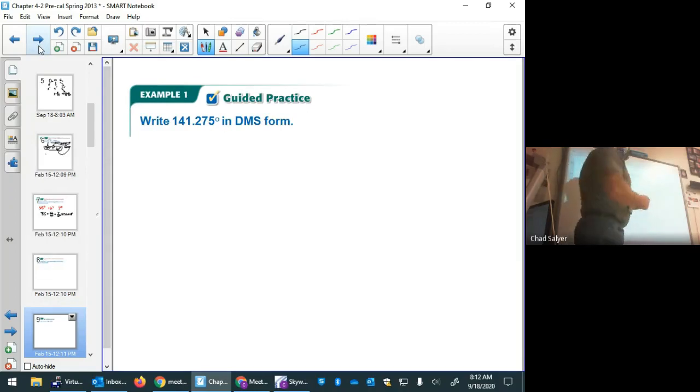So here's one for you. Write this one in degrees, minutes, seconds for me, please. So this is like example 1, part A, the very first one we did. Give you about 30 seconds to do this one, so you shouldn't need longer than that.